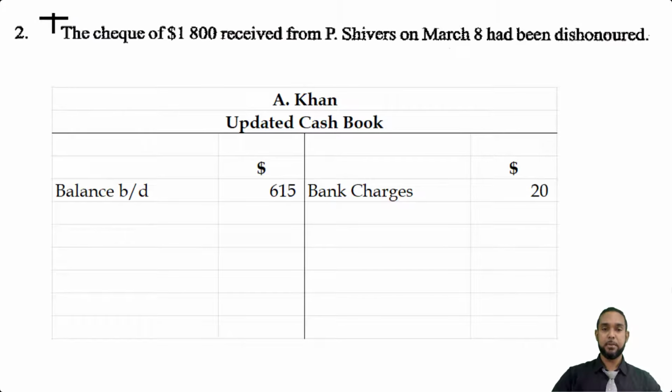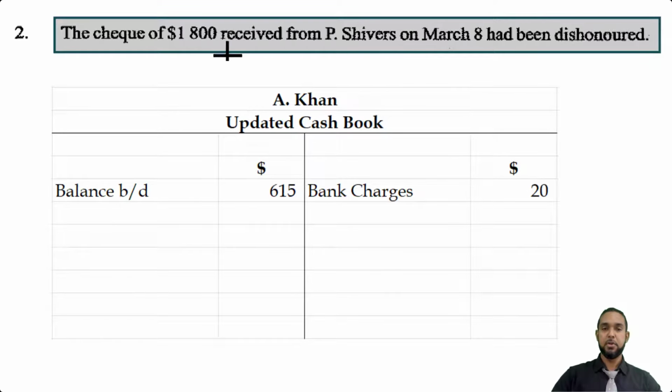The next item up, which was the check of 1,800 received from P. Shivers on March 8th, had been dishonored. A dishonored check is a check from which we did not get the money. So somebody gave us a check, we went to our bank, we put it in, and they did their process and they said, hey, we actually can't get the money for this. So they sent it back to us and said, hey, talk to the person who paid that check. We weren't able to get the money. So it was dishonored. Right?